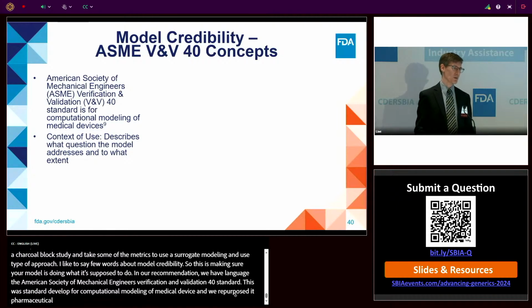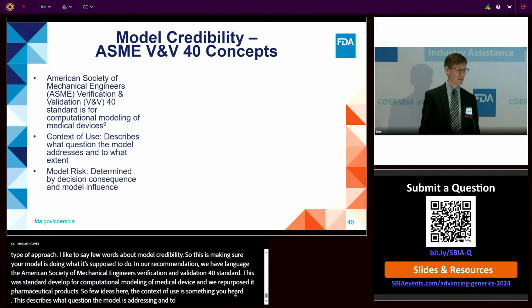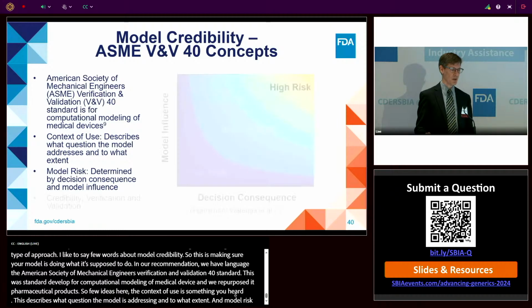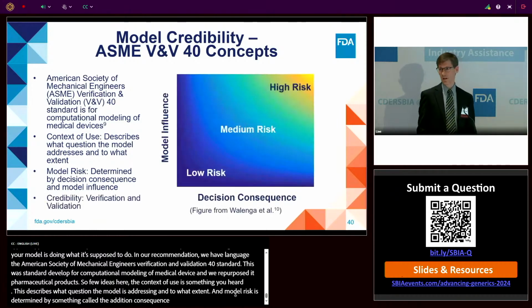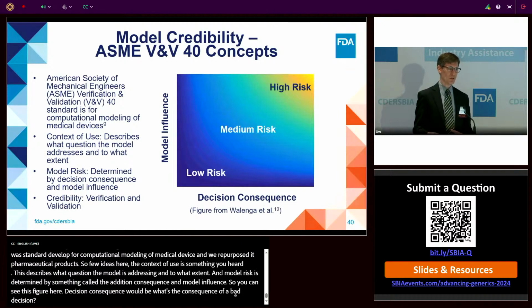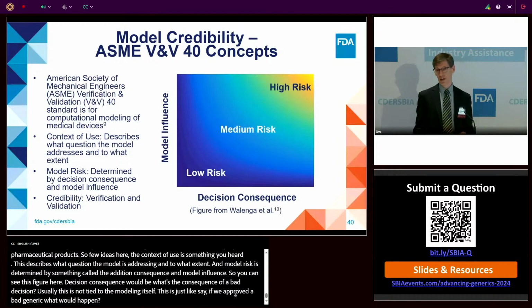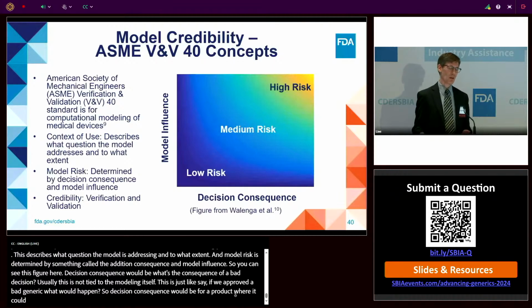So a few ideas here. The context of use is something you might have heard before. This describes what question the model is addressing and to what extent. And model risk is determined by something called decision consequence and model influence. So you can see this figure here. Decision consequence would be what's the consequence of a bad decision. So usually this is not really tied to the modeling itself. This is just like, say if we approved a bad generic, what would happen? So a high decision consequence would be for a product where it could result in death. That would be like the worst thing that could happen. Low risk would be just a minor inconvenience.